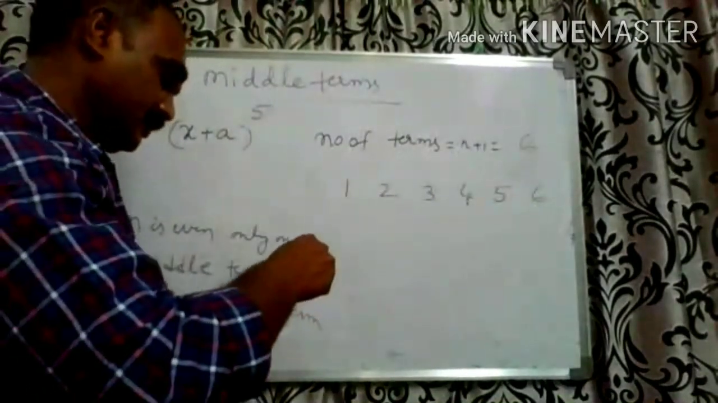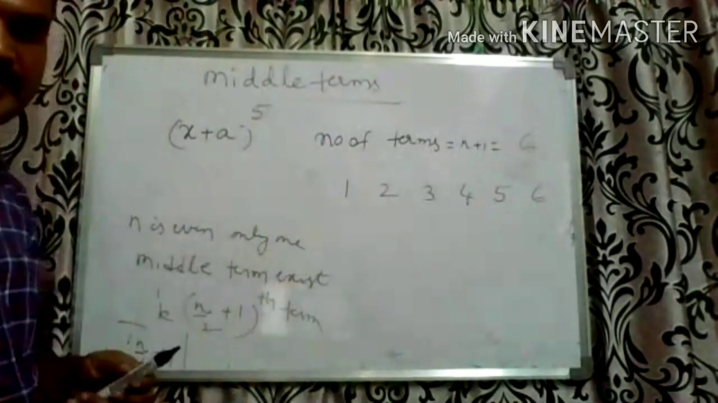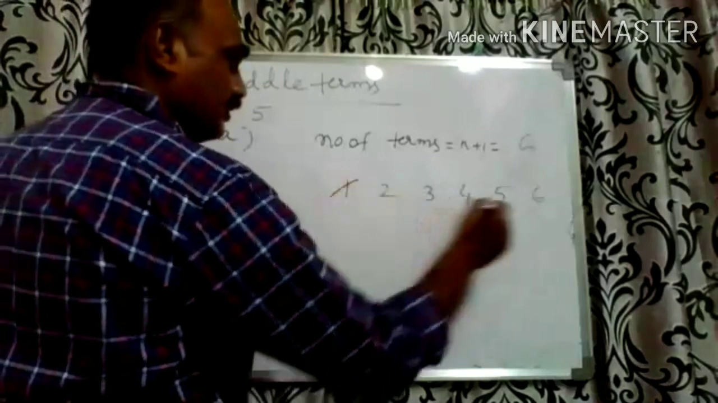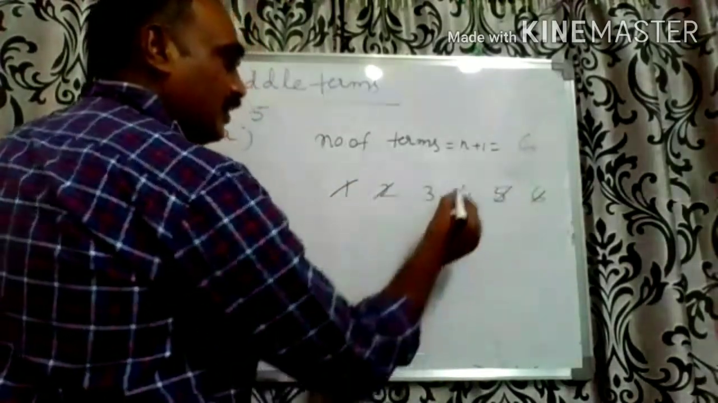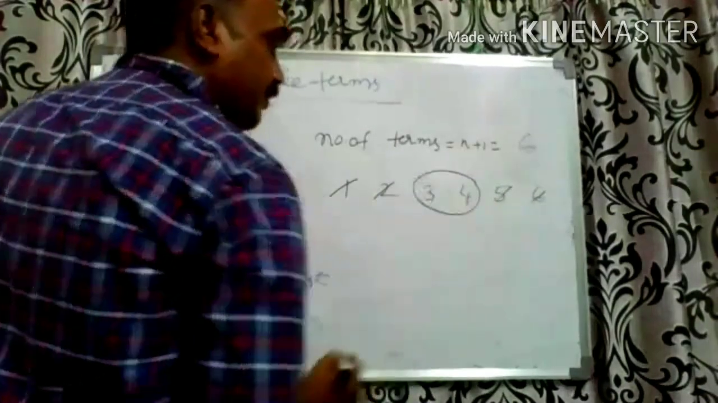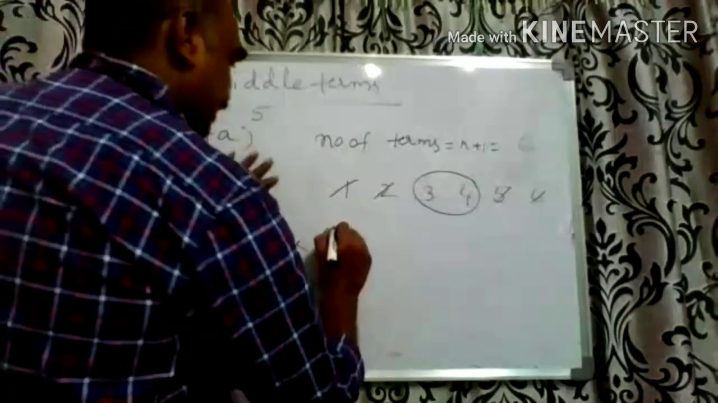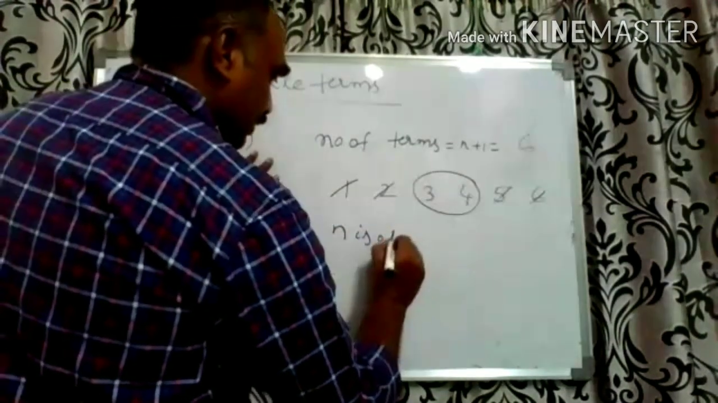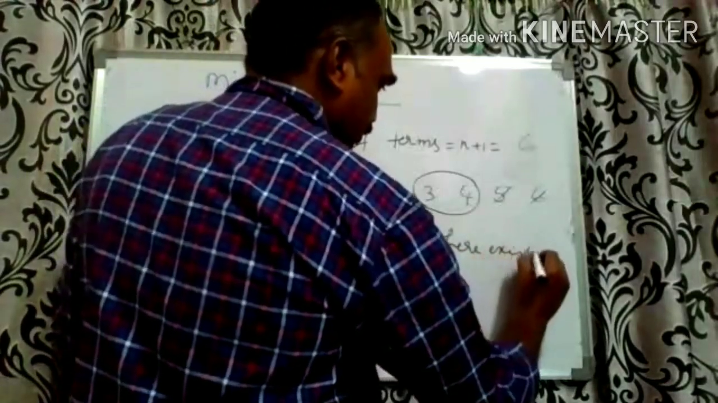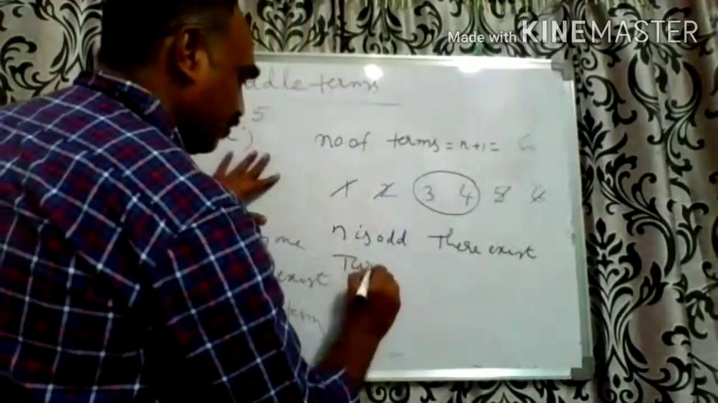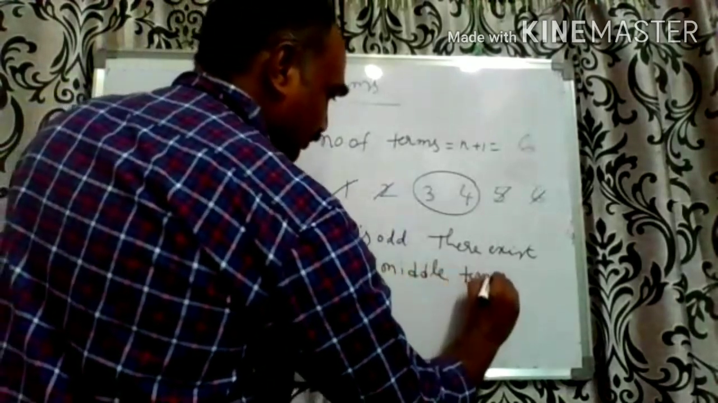What is the middle term? Pairing 1 and 6, next 2 and 5, we see that 3 and 4 are the middle terms. So when n is odd, there exist two middle terms.